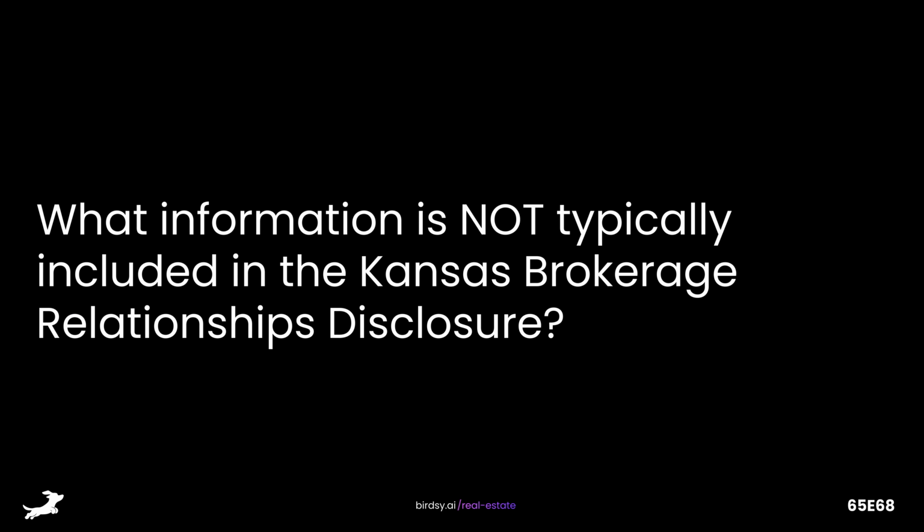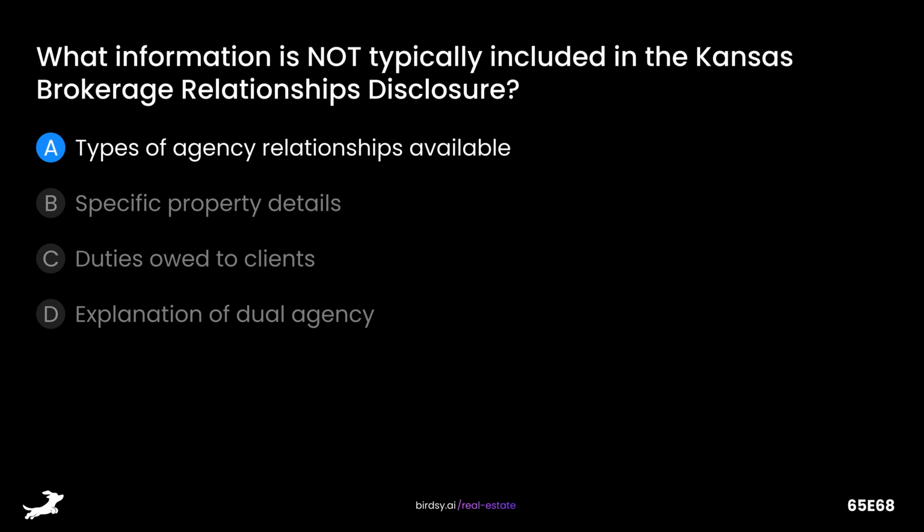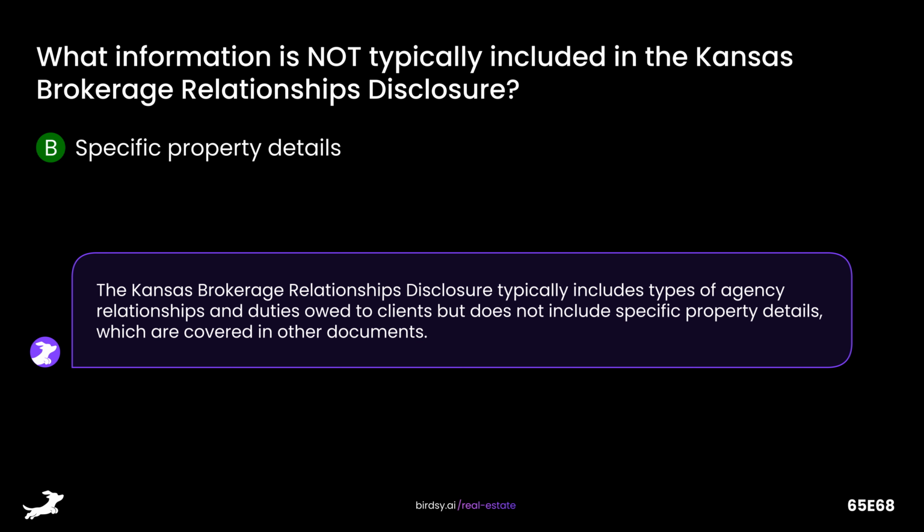What information is not typically included in the Kansas Brokerage Relationships Disclosure? Is it A, types of agency relationships available, B, specific property details, C, duties owed to clients, or D, explanation of dual agency? The answer is B, specific property details. The Kansas Brokerage Relationships Disclosure typically includes types of agency relationships and duties owed to clients, but does not include specific property details, which are covered in other documents.